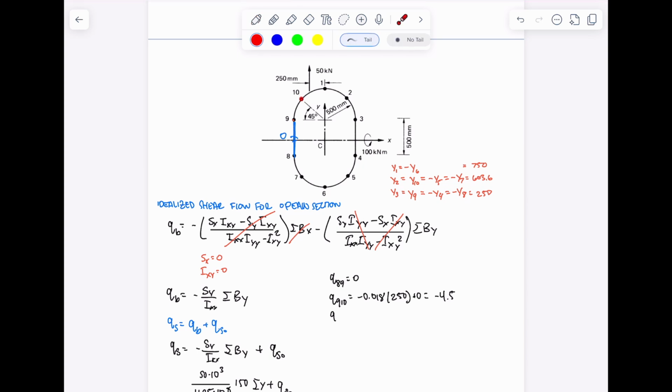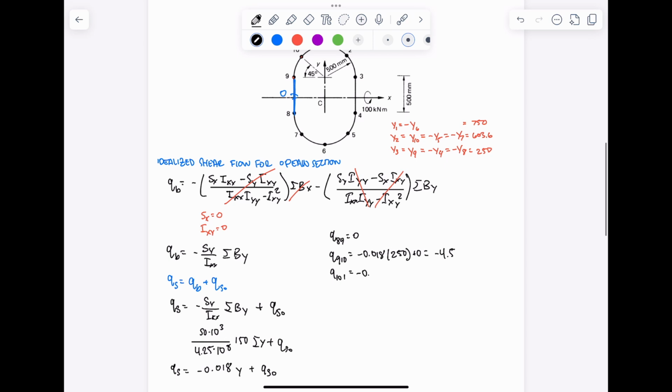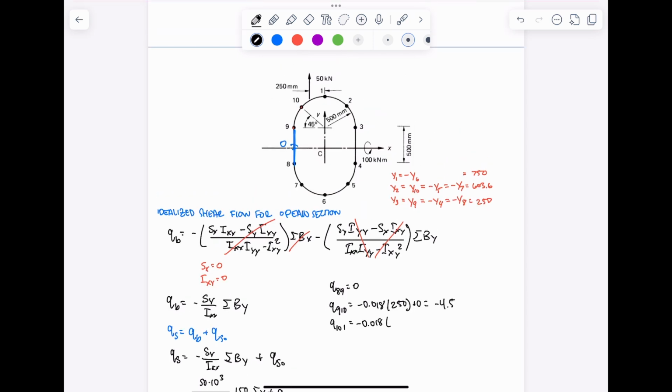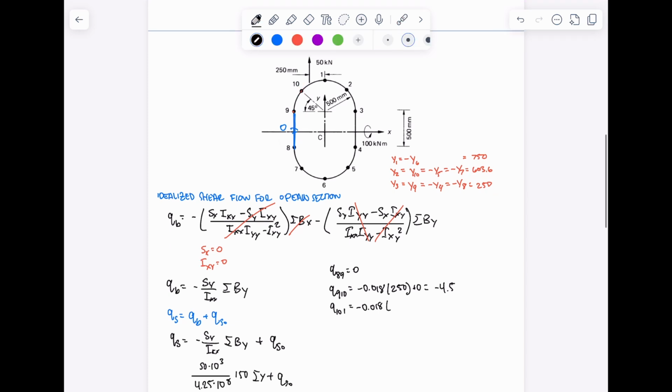Now we need to find the shear flow from 10 to 1. So from 10 to 1 is equal to the formula that we have, 0.18 times the boom area that we passed, which in this case, we passed 10, and 10 is 603.6.